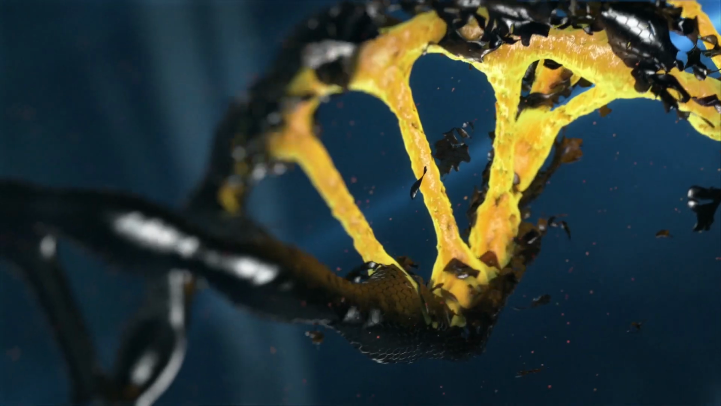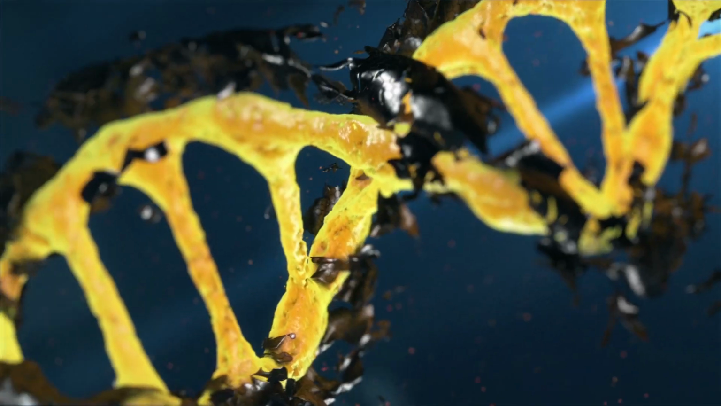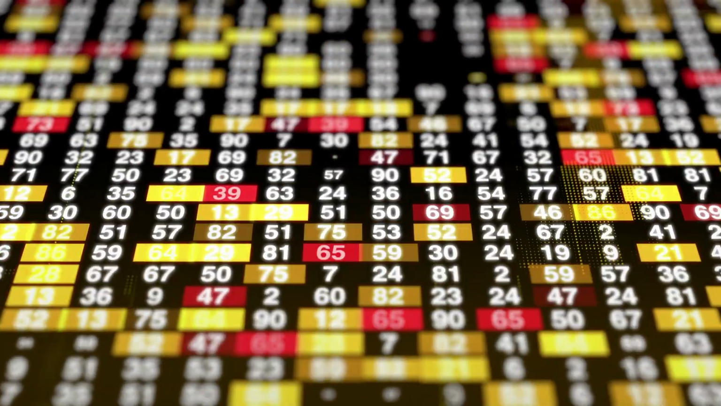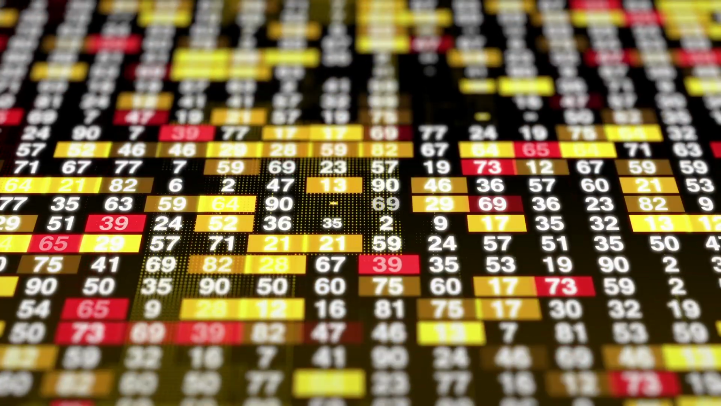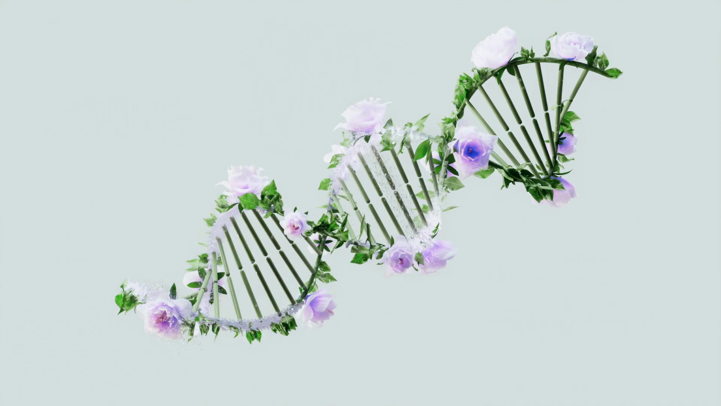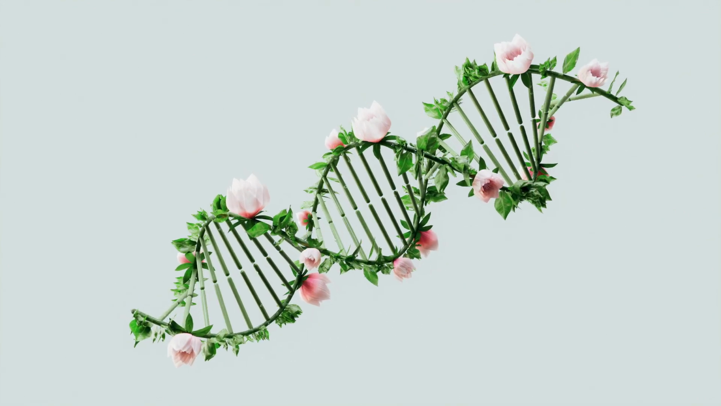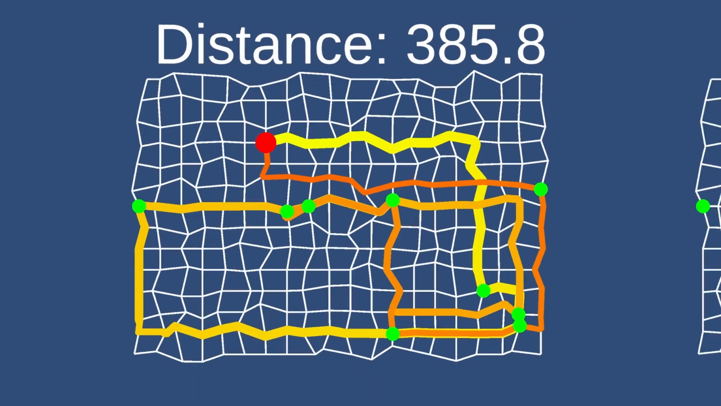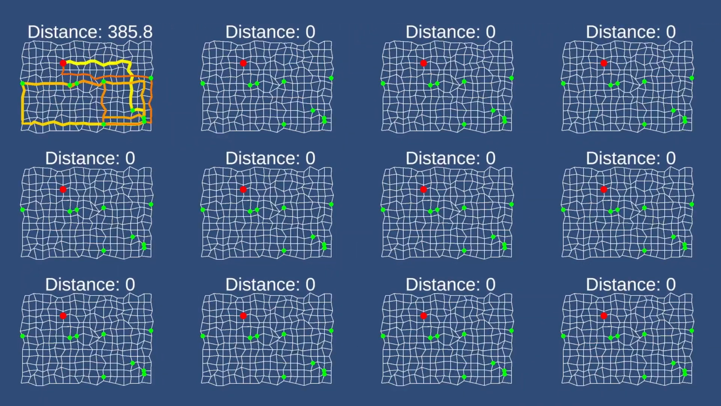Welcome to Understanding Genetic Algorithms, where we embark on a journey into the realm of evolutionary computation. We'll start this video with the theoretical foundation and then explore the areas of application of genetic algorithms. After that, we'll dive into the details of solving the problem of finding the optimal path for a delivery service.